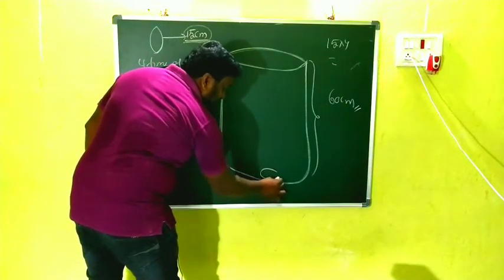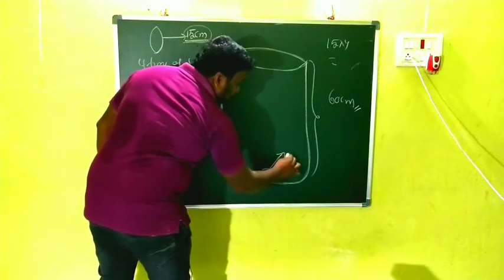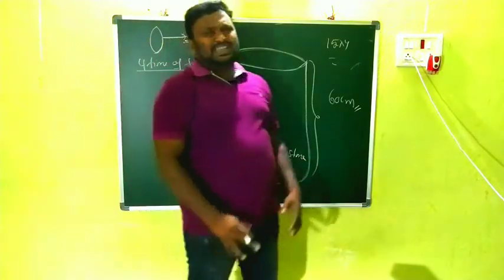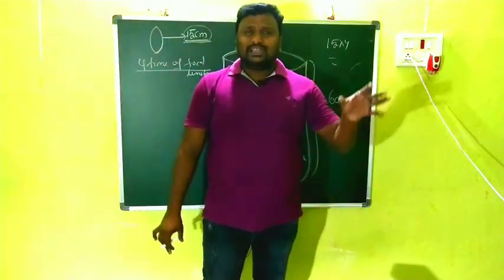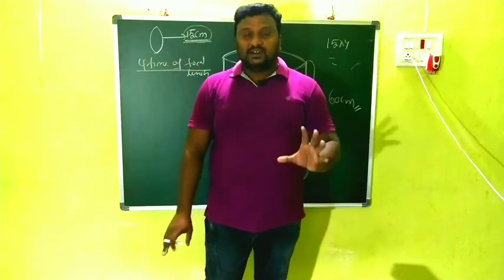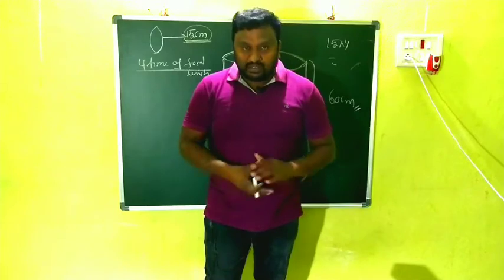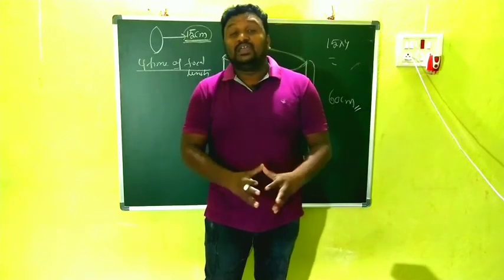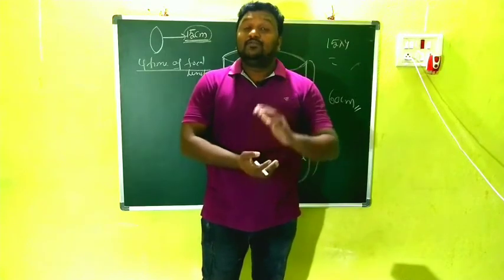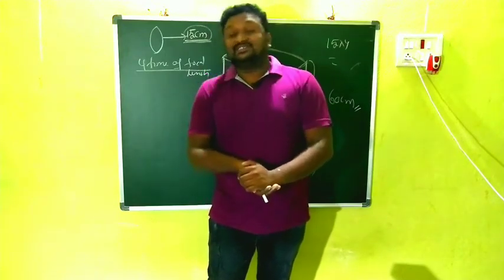After that, you have to keep an object. In your textbook it is mentioned as a stone, but instead of a stone you can take anything. We have taken a convex lens of focal length 15 centimeters. After that we take one vessel, and the vessel height must be 4 times the focal length of the lens.